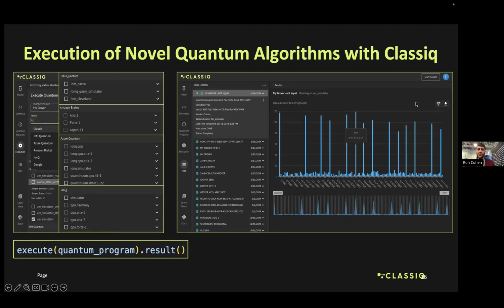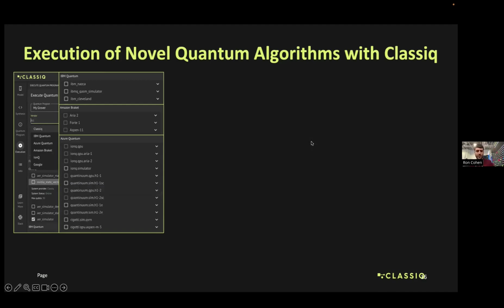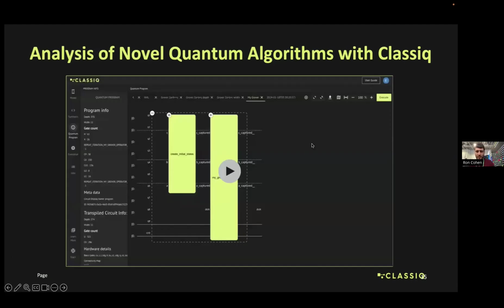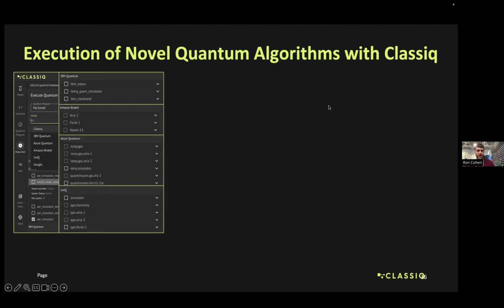This is the histogram, and of course, I can download the results as a file. I can download the circuit in QASM, in Q#. I didn't show you here, but in this button you can download in different formats. I can show you later interactively.